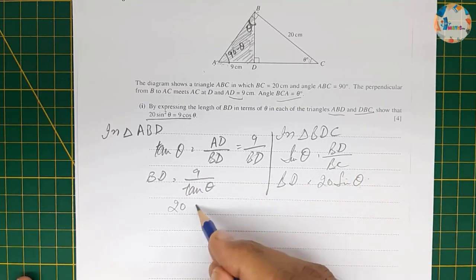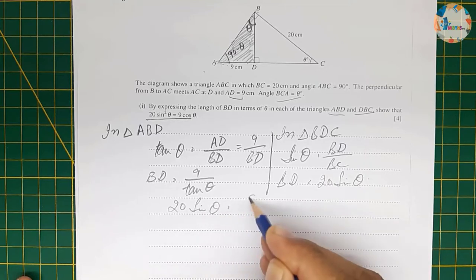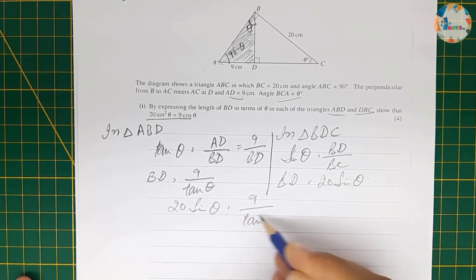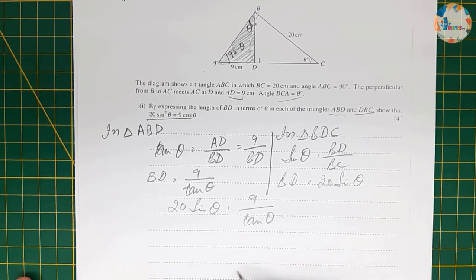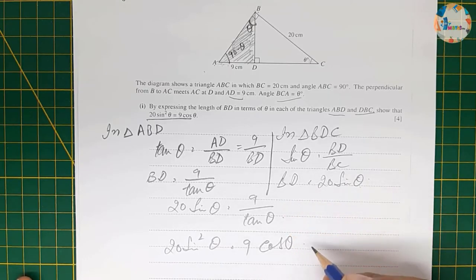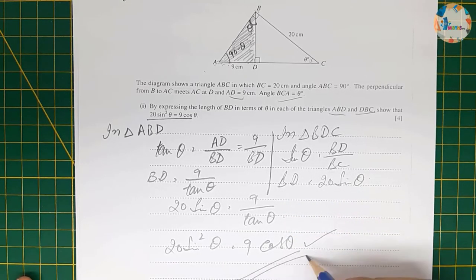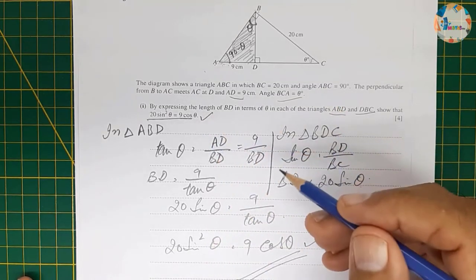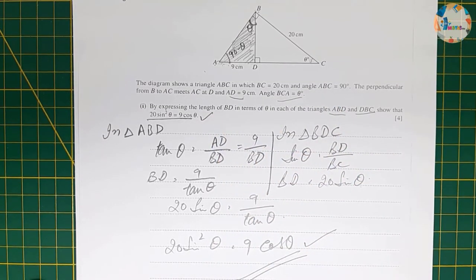Now this is BD, this is also BD, so these two things will be equalized. So 20 sine theta is equal to 9 tan theta. Now we can write this one as sine theta over cos theta, so we'll shift to this side. So it will be 20 sine square theta is equal to 9 cos theta. So this is basically the thing which we have to show. Hopefully you understood this one.